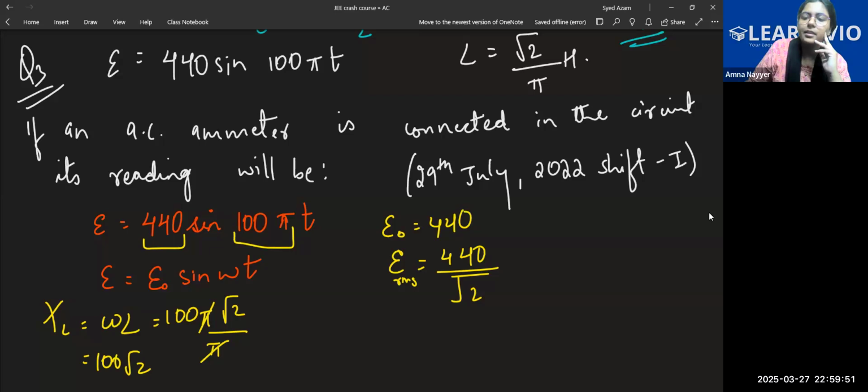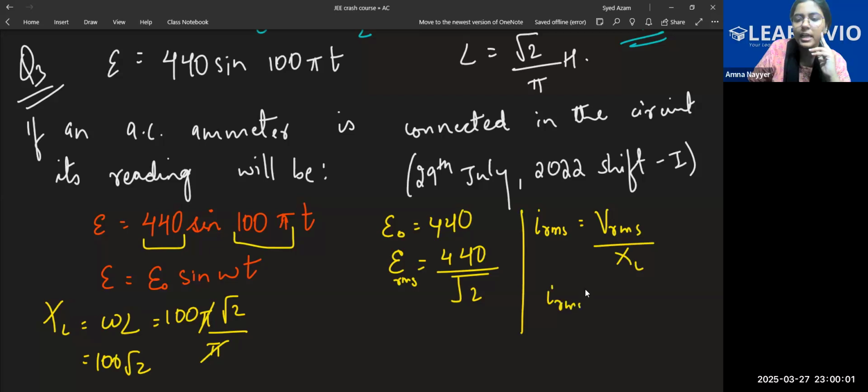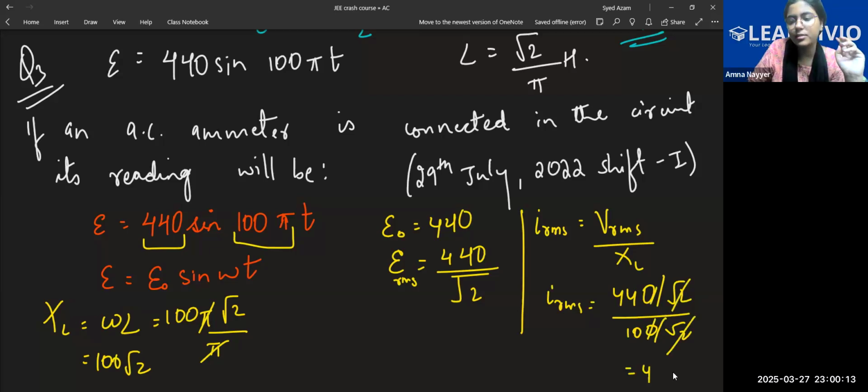See, IRMS will be VRMS divided by XL. VRMS is 440 by root 2, and XL is 100 root 2. Root 2 gets cancelled. 44 by 10 is 4.4 amperes. Got it? Yes, ma'am. Write it. Then we'll see at least one more device we'll add to this. This was a purely inductive circuit.